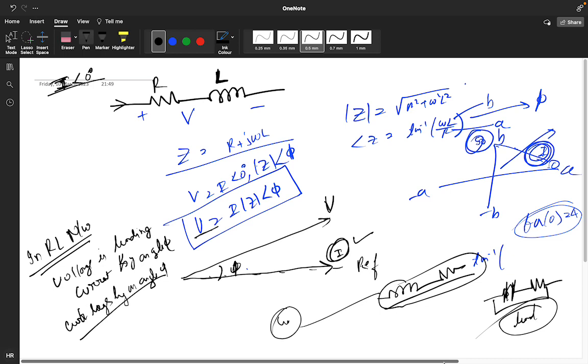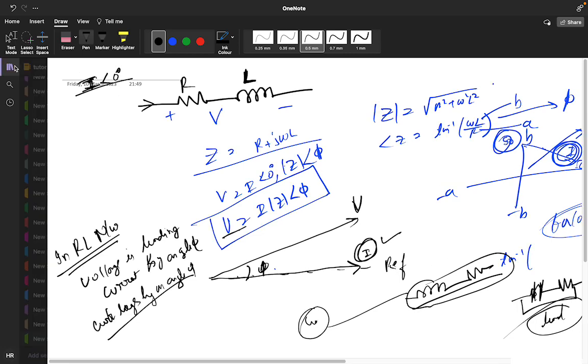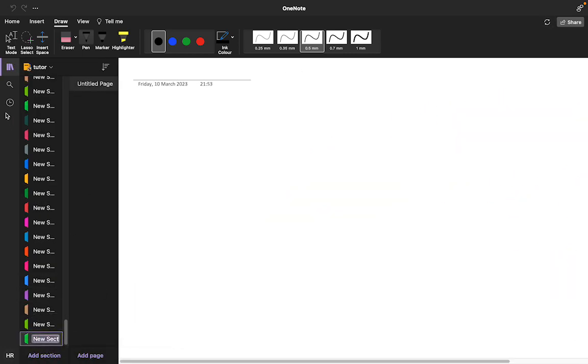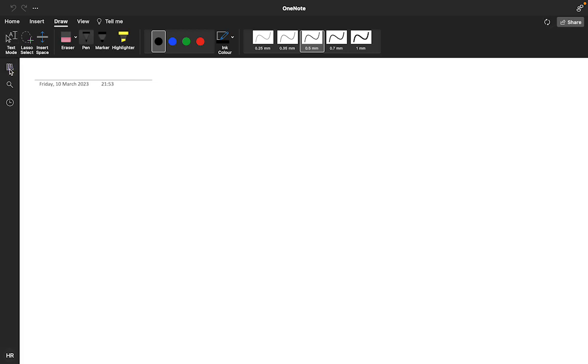So guys, here also reactive power and real power will come. Real and reactive power will come in this. Suppose we are talking about the RC network.